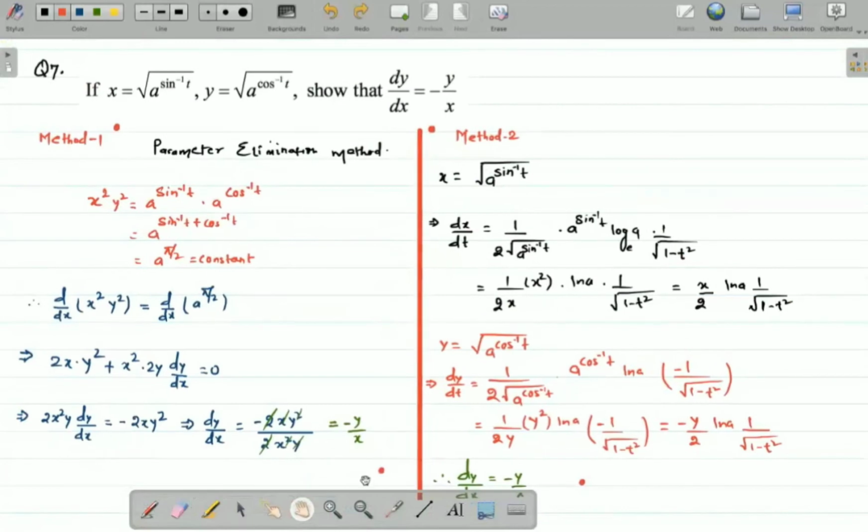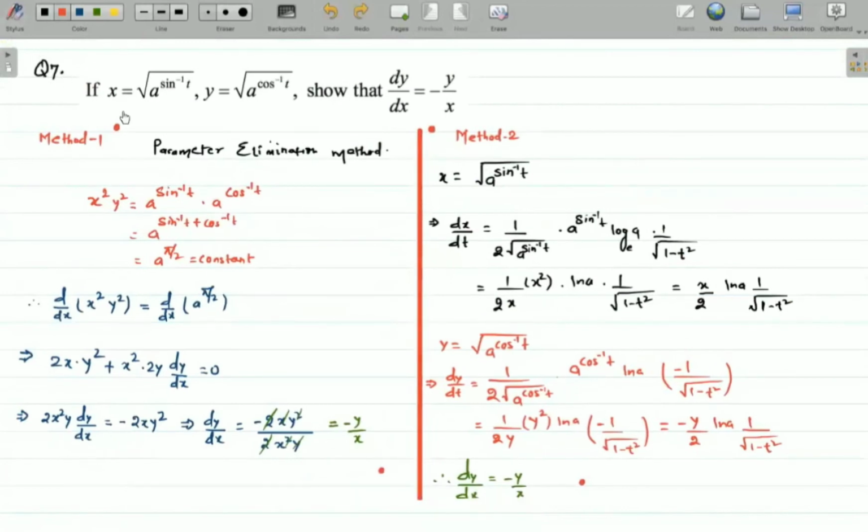Okay, now let's see this question. So number 7. Again, it's a question based on parametric differentiation. We are given x equals root of a to the power sin inverse t, y equals root of a to the power cos inverse t, and then you have to show that dy by dx is minus y upon x.